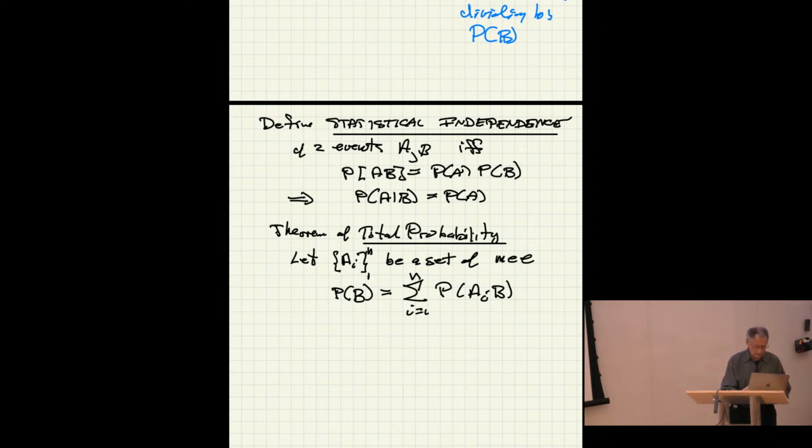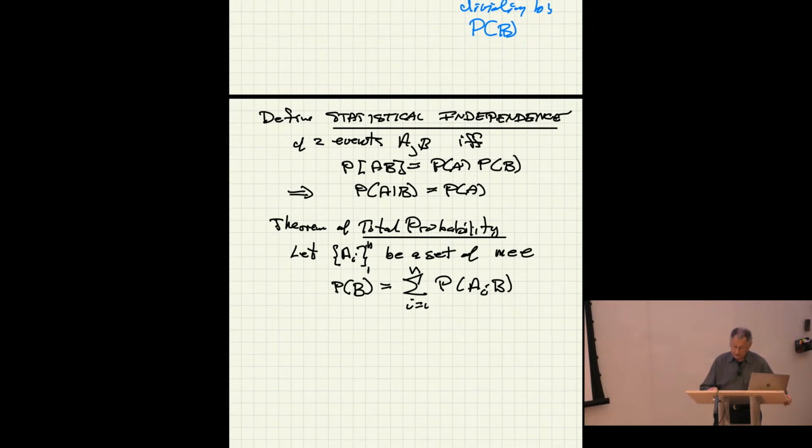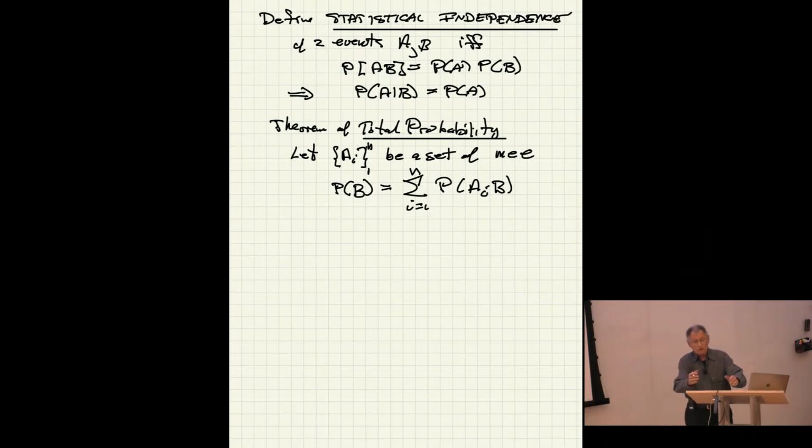Now that looks relatively innocent, but let's manipulate it a little. What it says is, if B is going to occur, it must occur with some other event of all possible other events. And if they are mutually exclusive and exhaustive, then I can add these joint probabilities P of A_i and B. It's obvious. You can prove it, but the proof is obvious.